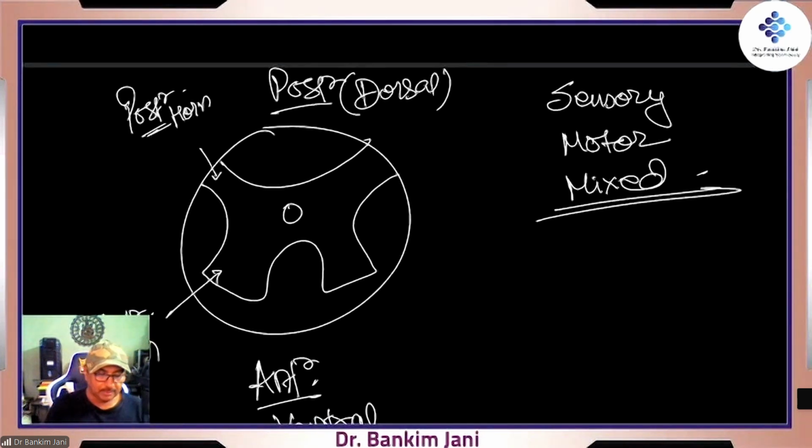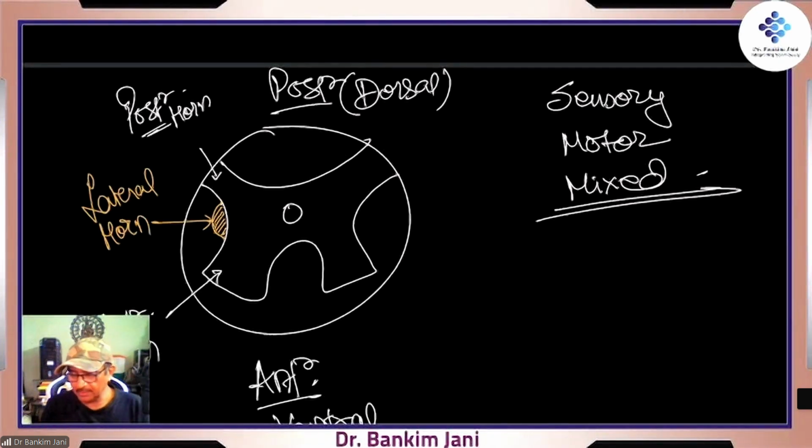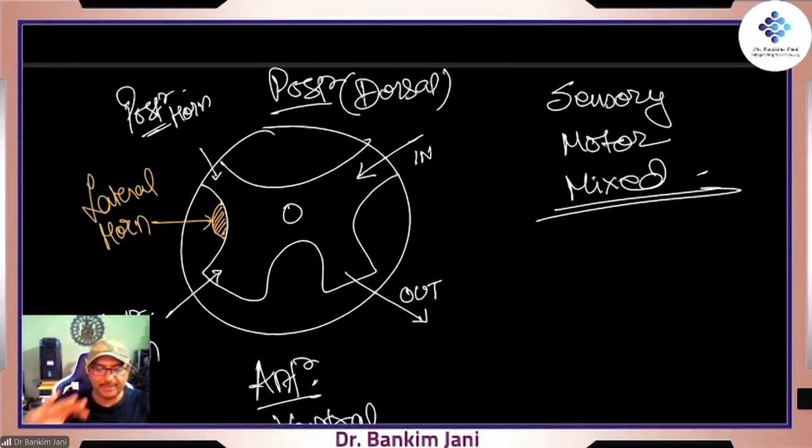But there is one extra horn, which I use a separate color for, which is over here. This is called the lateral horn. A very typical principle: nerves enter through the posterior horn. Nerves exit through the anterior. Period. Khatam baat. This is in, this is out. Now, whatever the games we play about the skeletal muscle, about the sympathetic and parasympathetic and ganglia, whatever we talk about, this is the basic principle.